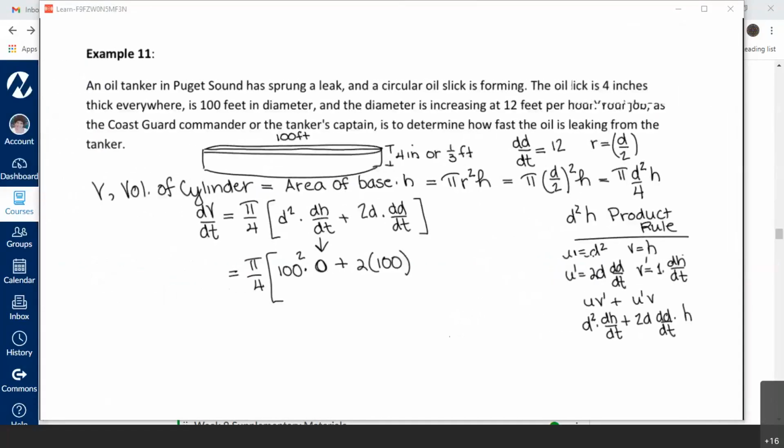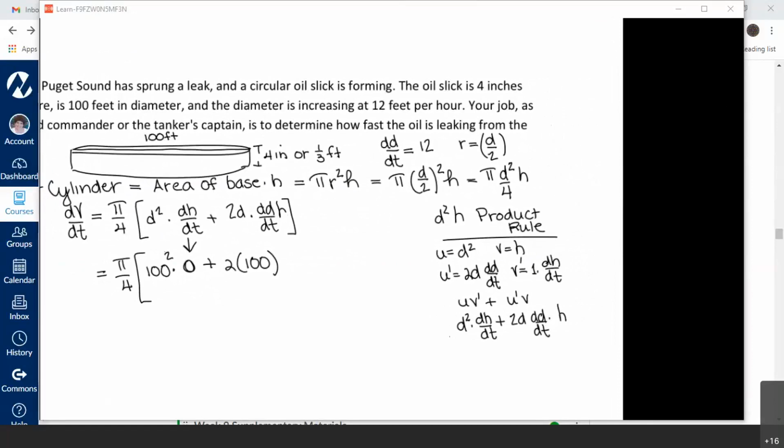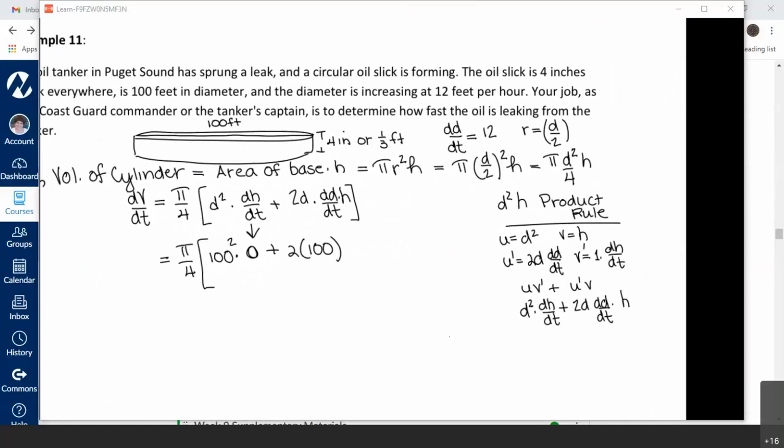Okay, I lost my h over here. I forgot to copy my h. Yeah, there you go. So basically they're saying it's increasing at the rate of 12 feet per hour. And then I have to multiply by my height in terms of feet. You have to make sure all your units are the same.